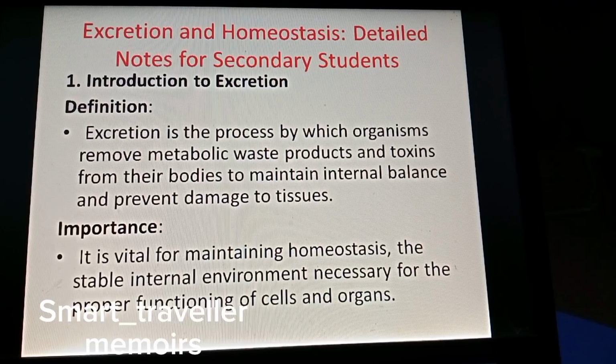So I've already done that, and therefore welcome to Excretion and Homeostasis. These are detailed notes for secondary students. Welcome, guys. So we start with the introduction to excretion.